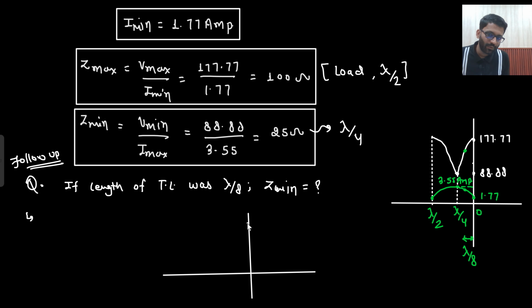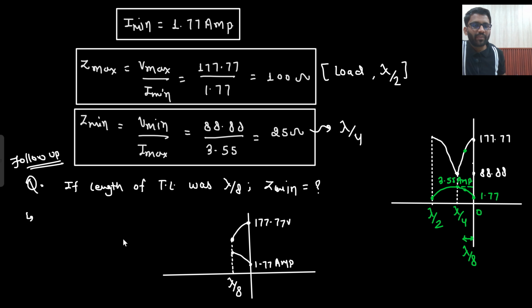So for voltage you would have reached only till this point, and for current only till this point. So voltage is decreasing, current is increasing. So this length I am calling lambda by 8. This magnitude is 177.77 volt and this magnitude is 1.77 ampere. Okay, and this we need to find.